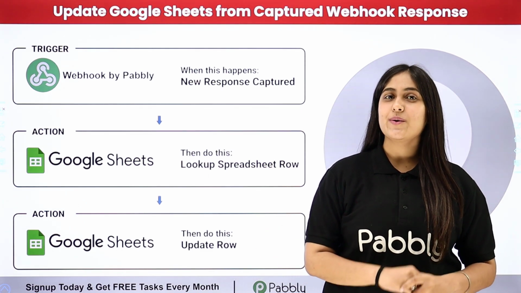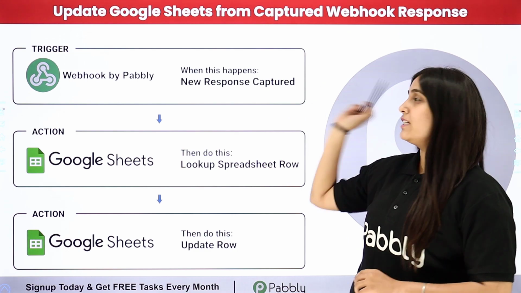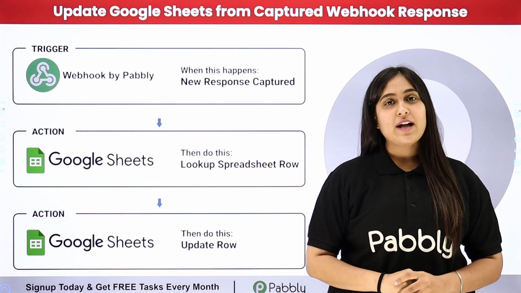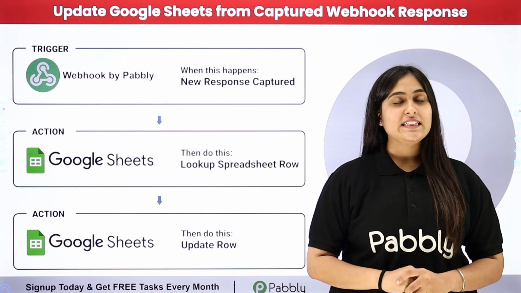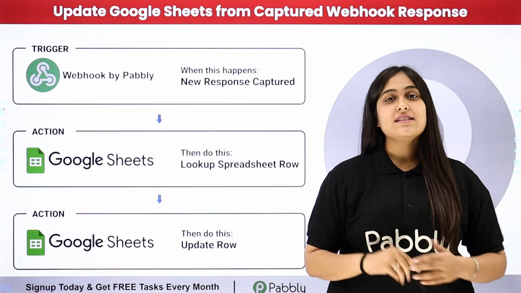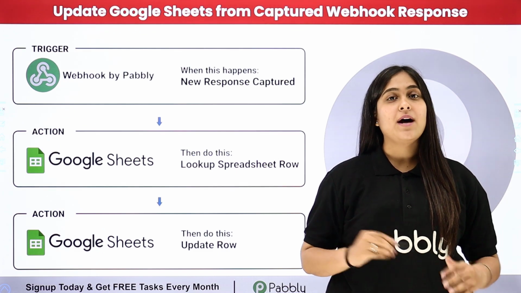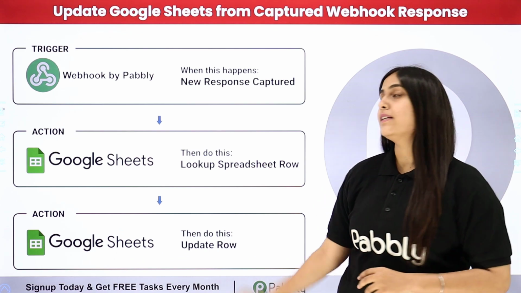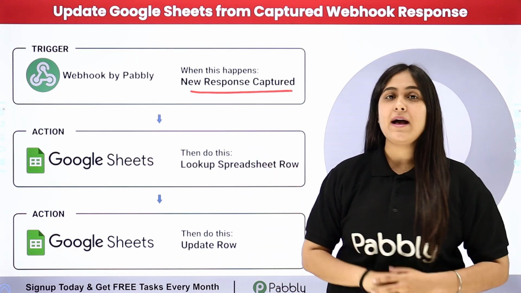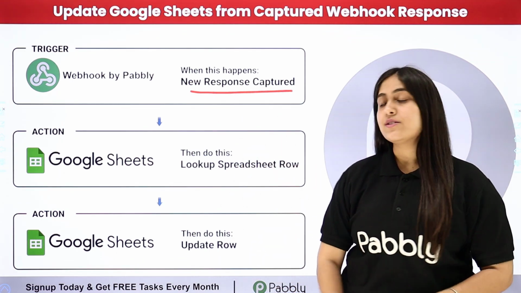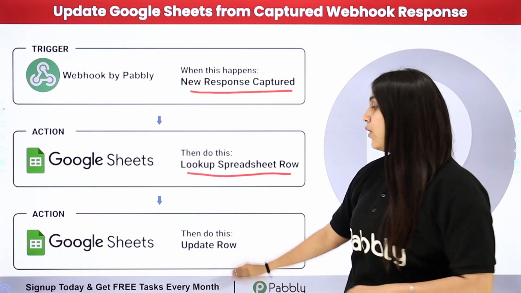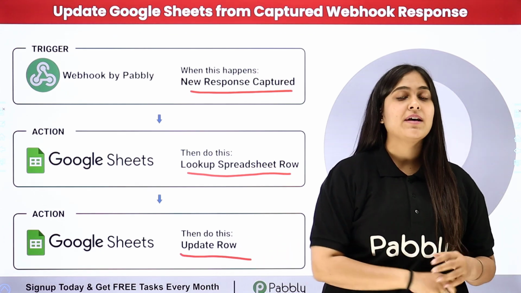So in this video we are going to learn how to update Google Sheets from captured webhook response. So here I'm selling some products on an e-commerce platform and also I'm adding that order details in my Google Sheet. So here in this case I want whenever my customer updates his or her order detail using the form which I've created, automatically a response should be captured by webhook by Pabbly, and after capturing the response automatically it should look for the value, and after finding that value automatically that row should be updated in my Google Sheet.